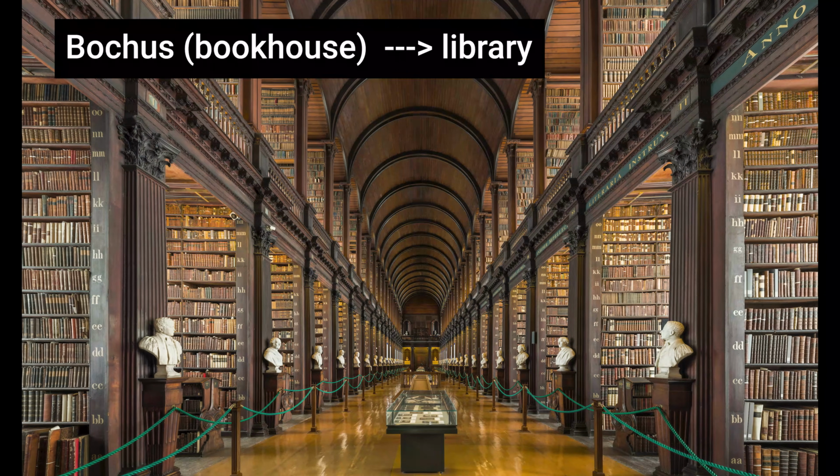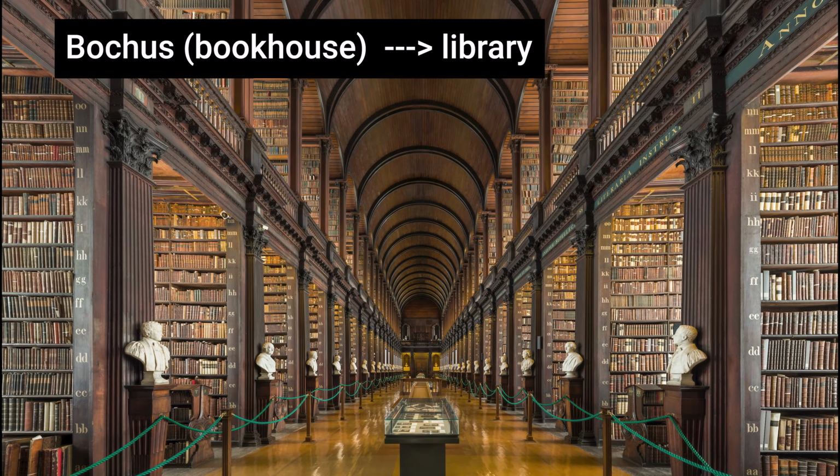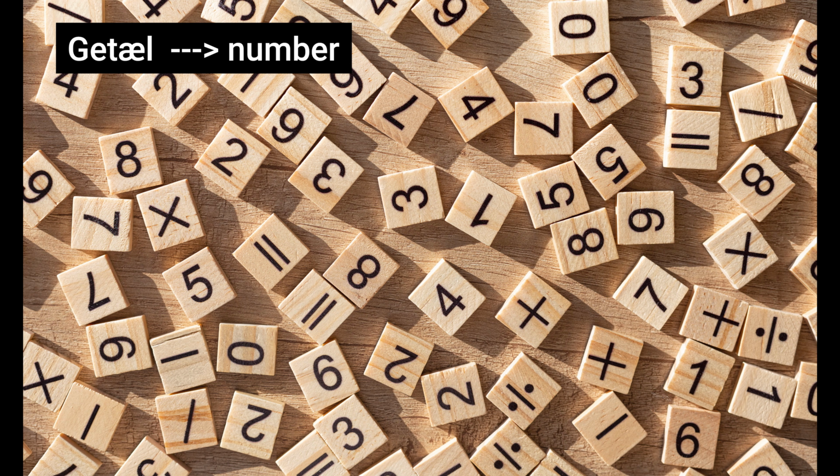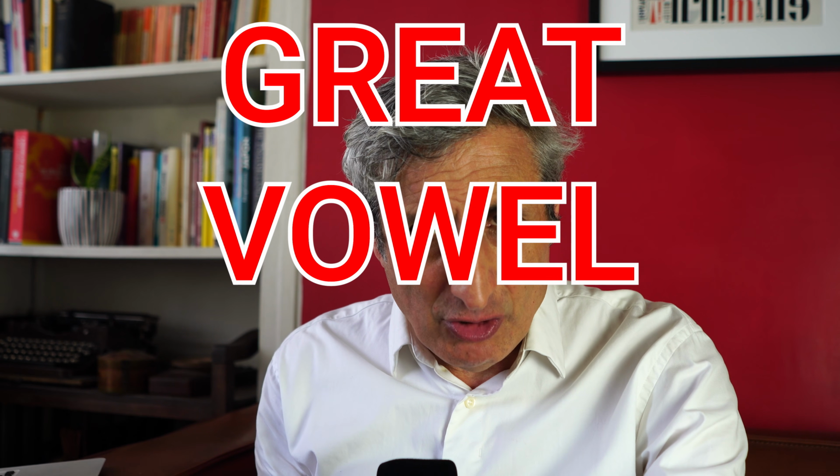Old English had the word, for example, bōchūs, which was replaced by the French word library. Getæl was replaced by the French word number. So what huge, cataclysmic event rocked the English language to its core and brought about the change from Middle English to Modern English? Yes, that's right. It was the Great Vowel Shift, or as every hip linguist who's ever parsed a sentence calls it, the GVS.